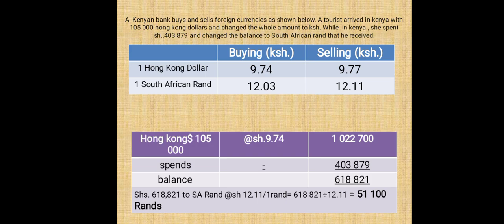He got 1,022,700. He spent 403,879. So the balance is 618,821. He changes that 618,821 to South African rand at 12.11. He gets 51,100 rands.